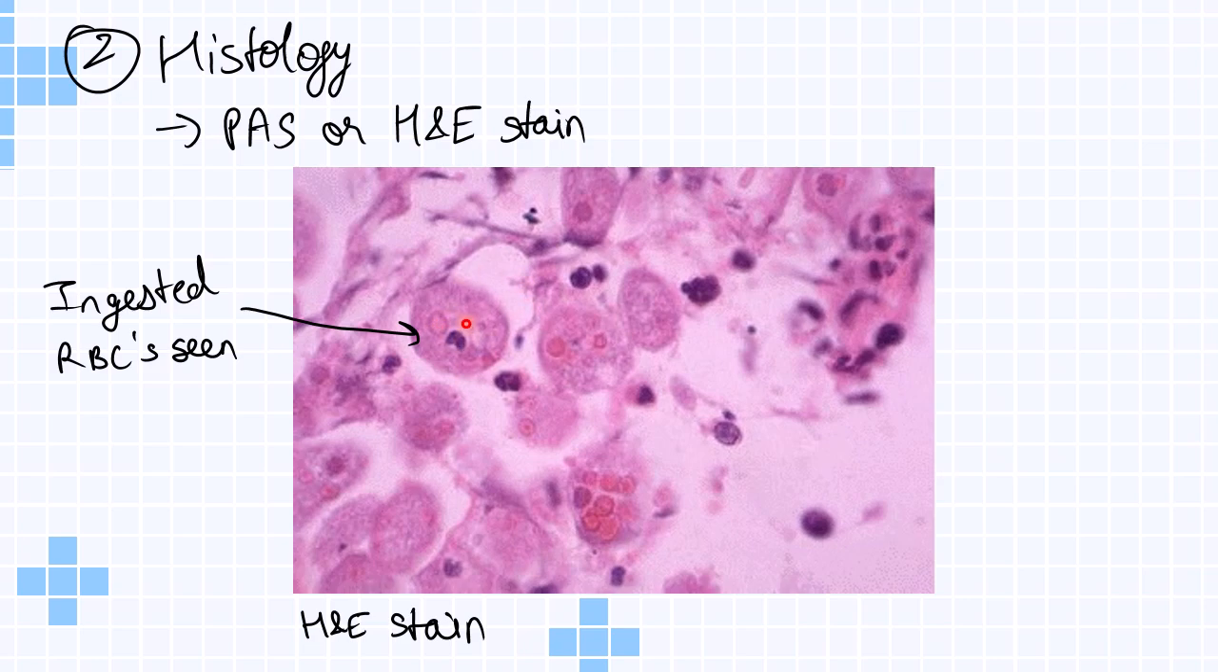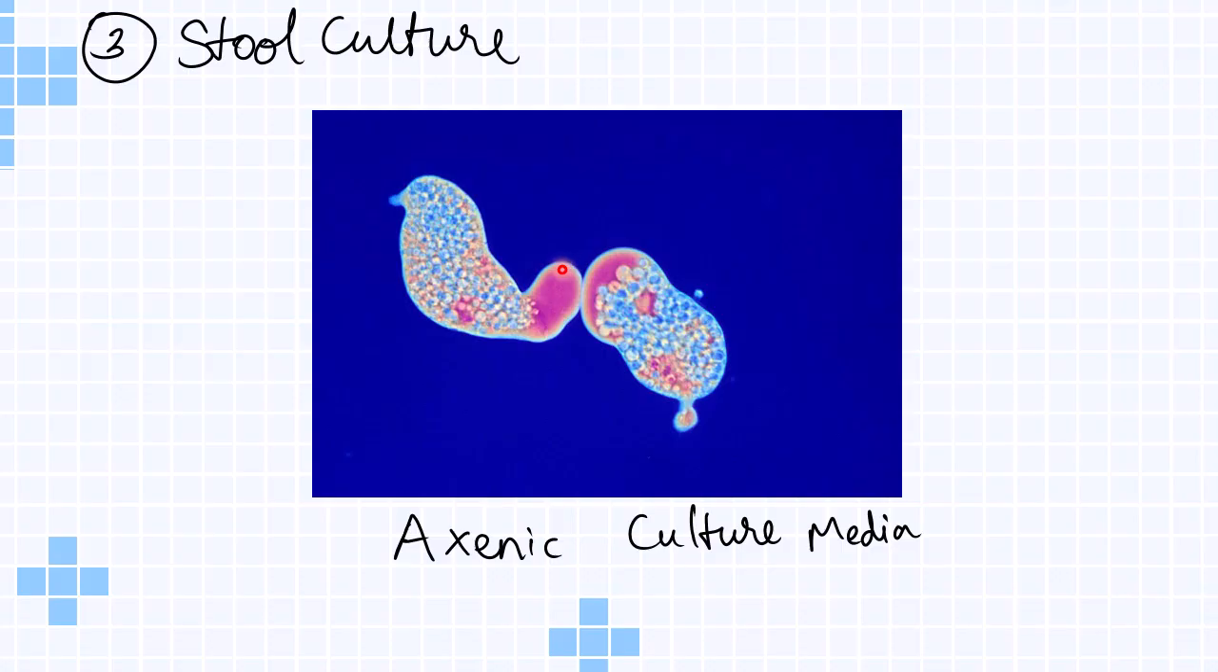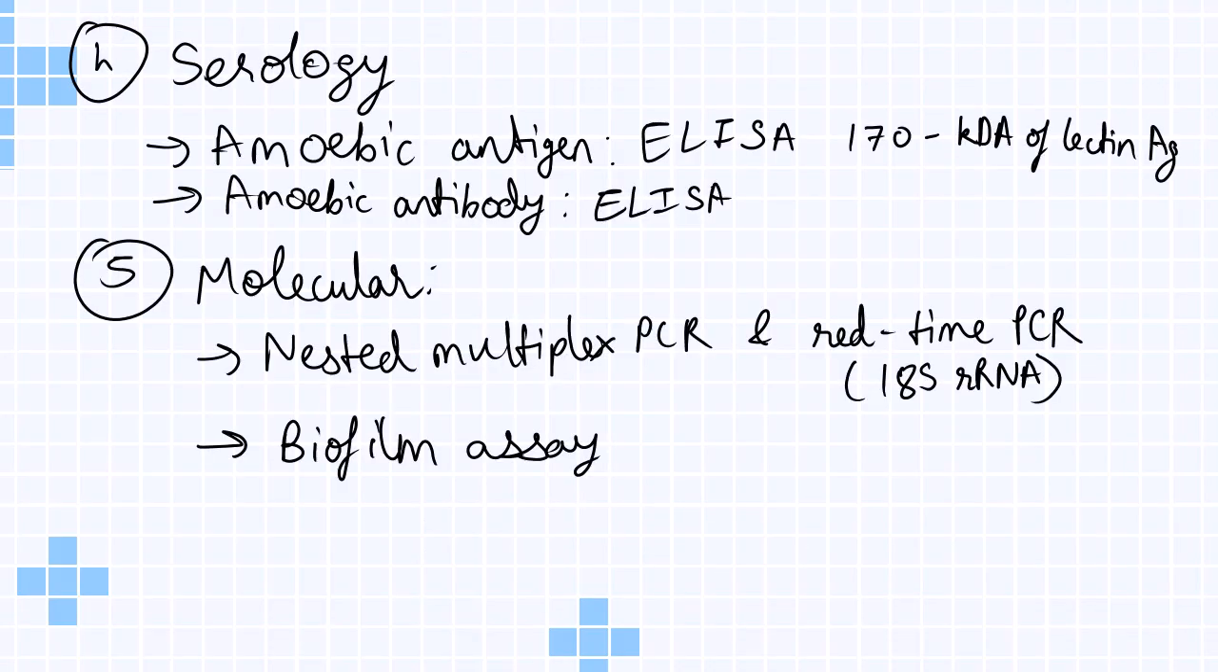The presence of ingested RBCs inside trophozoites is highly suggestive of Entamoeba histolytica infection, as you can see in this image. Besides microscopy, the organism can also be grown and identified using specialized techniques. Entamoeba histolytica can be cultured using Robinson's culture media. Although not routinely performed, culture can aid in research and specialized diagnosis. Modern lab methods further improve diagnostic accuracy. For serological diagnosis, we use ELISA tests to detect antigen and antibodies of amoeba. For molecular tests, we use nested multiplex PCR and real-time PCR, which target the 18S rRNA. We also use biofilm assay.